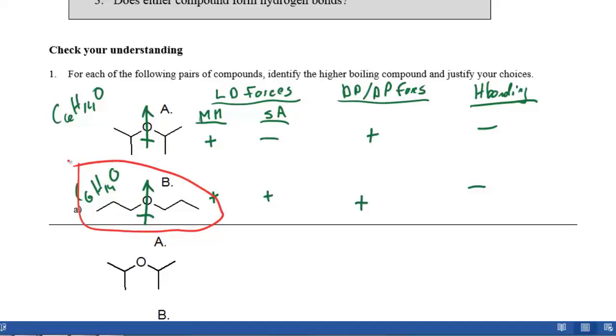In terms of an answer, I would say something like, while both molecules A and B have the same molar mass, therefore similar London dispersion forces, similar dipole-dipole forces, and neither have hydrogen bonding, molecule B has slightly greater surface area and therefore would have slightly greater London dispersion forces, therefore would have a higher boiling point. So some statement like that, essentially you're summarizing what is in this table.